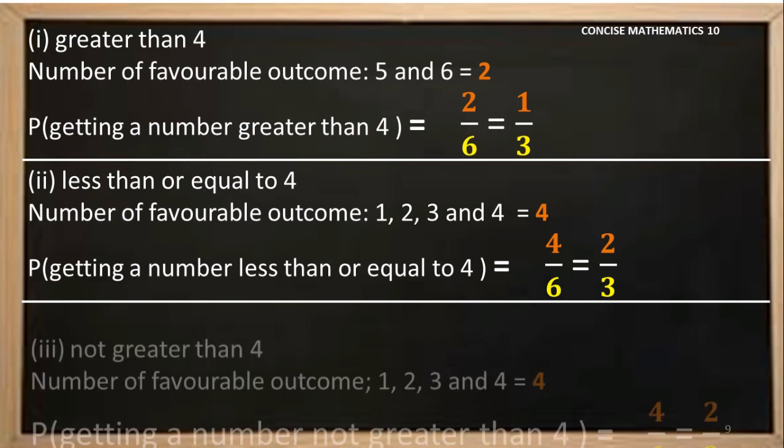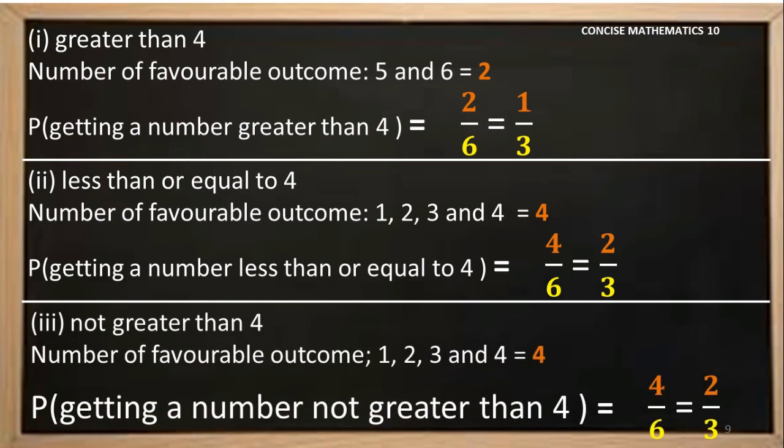And the third sub question: not greater than 4. The outcome is the same, but the way the question is asked is different. Not greater than 4, what does it mean? A number less than or equal to 4. Am I right, children? If it is not greater than 4, it is a number less than or equal to 4. Hence the favorable outcomes are 1, 2, 3 and 4, and the probability is equal to 4 by 6, which is equal to 2 by 3.